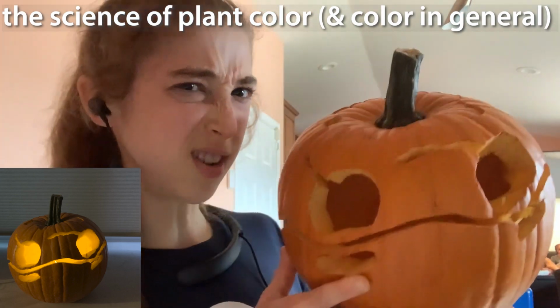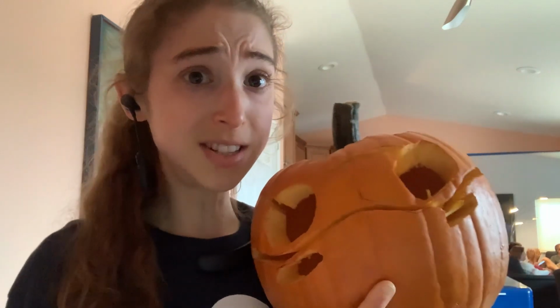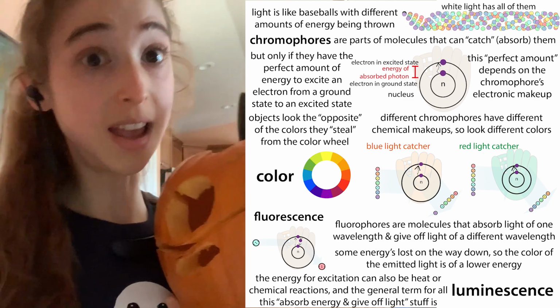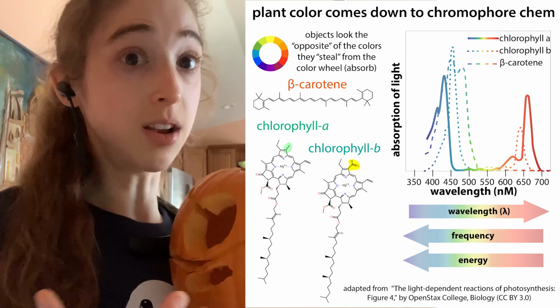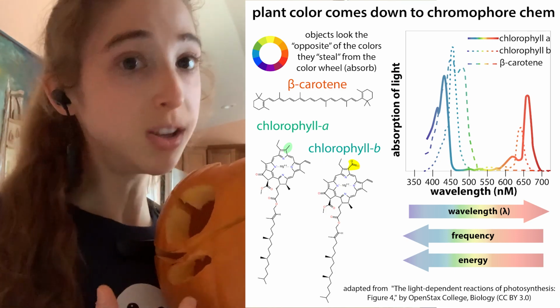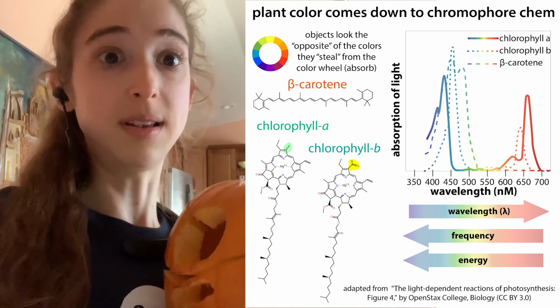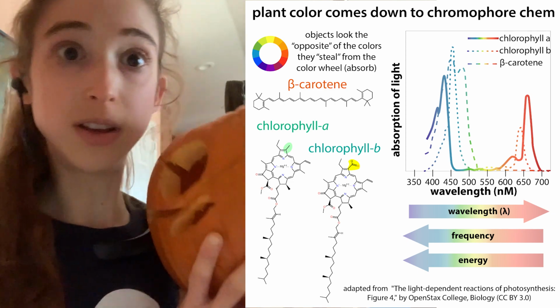It might have turned out looking more like a grumpy man than the translating ribosomes it was supposed to look like, but it still gives me the opportunity for a science lesson on color. Color comes down to what wavelengths of light a thing absorbs. The color of a pumpkin is caused by beta-carotene, a molecule that absorbs a lot of bluish-greenish light and leaves the leftovers of orange light. So we see the pumpkin as looking orange.